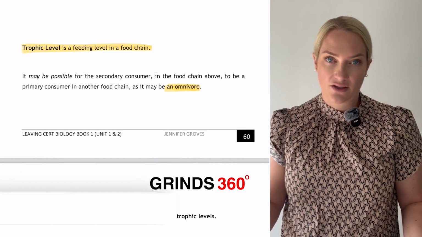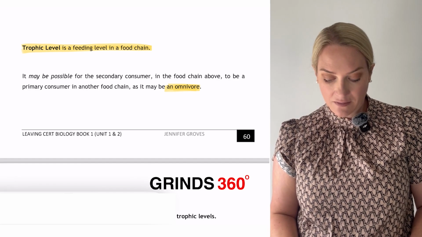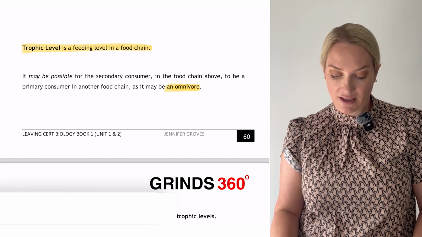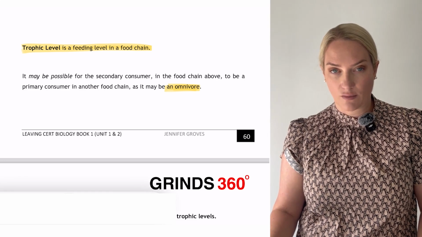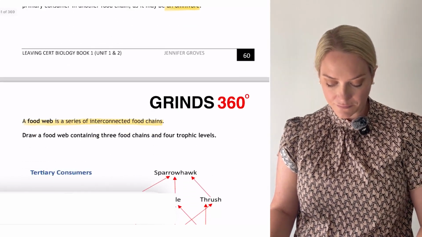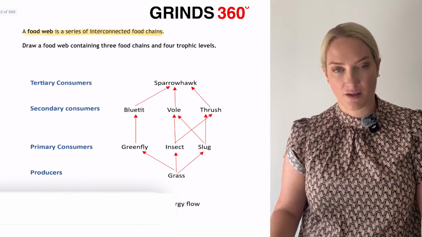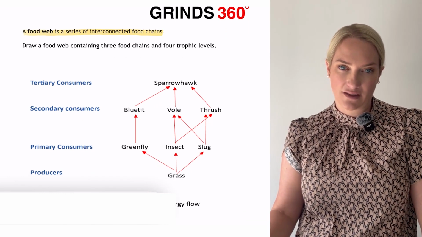So trophic level, another term that you need to know, is the feeding level in a food chain. Now it may be possible for the secondary consumer in the food chain above to be a primary consumer in other food chains because it's an omnivore. So remember, omnivores can eat both plants and animals. Now a food web, another term we need to know. A food web is a series of interconnected food chains.